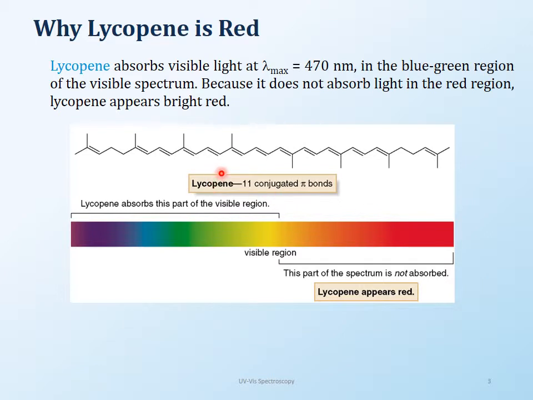So this is what happens to lycopene, and how it absorbs at lambda max 470. If you remember, the other one was 364. So lycopene, with more conjugation, is now moving into the visible region. 470 is the visible region.